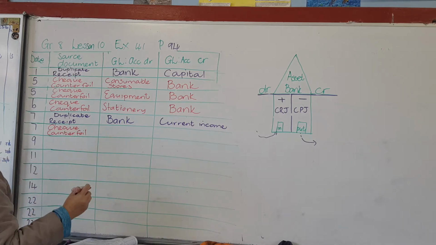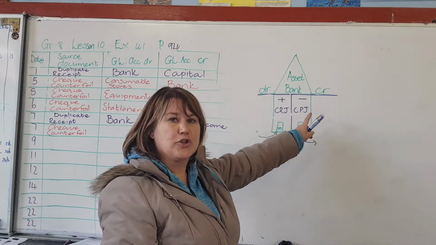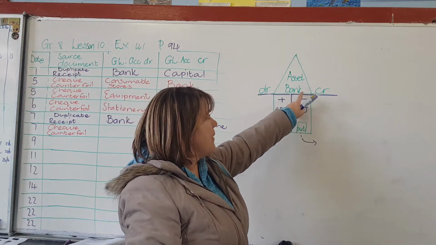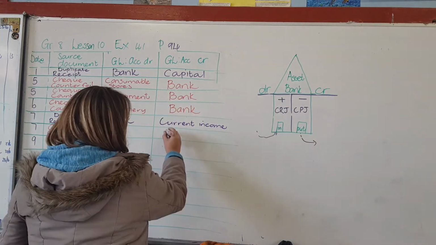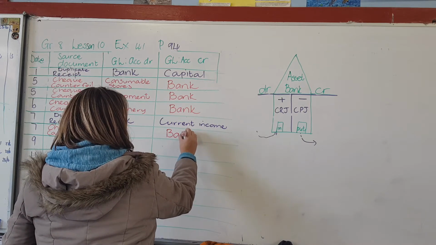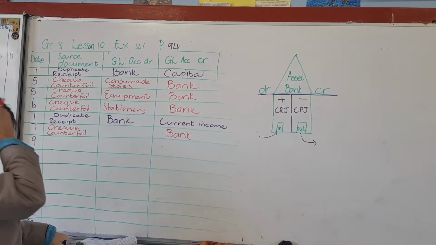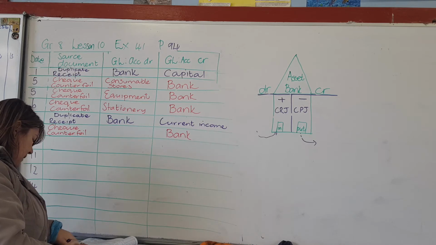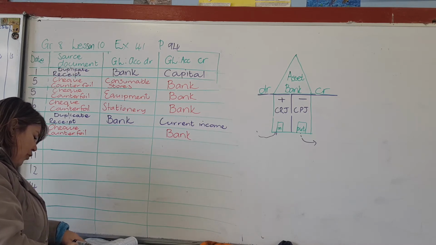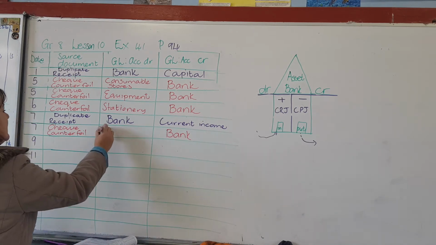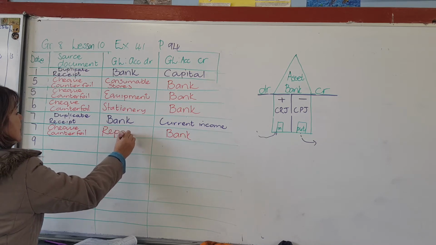Your bank account is going to decrease because you made a payment. So your bank is going to be credited. What did you buy or purchase or pay? On the 7th, they say pay for repairs. You just need to read your sentence to see.